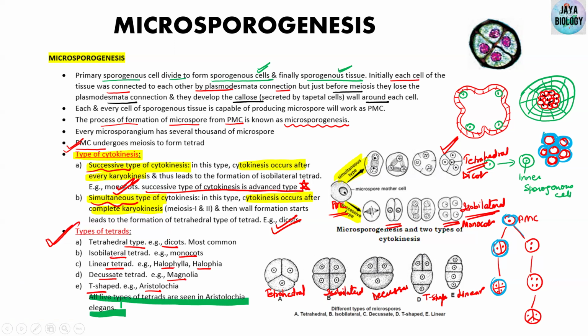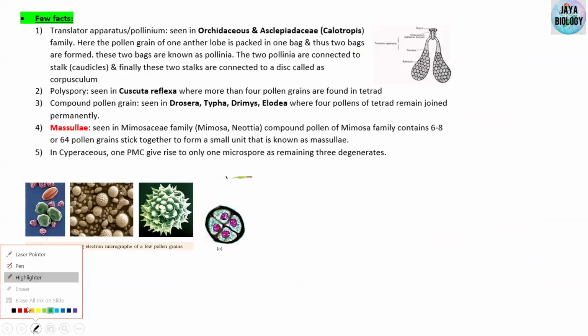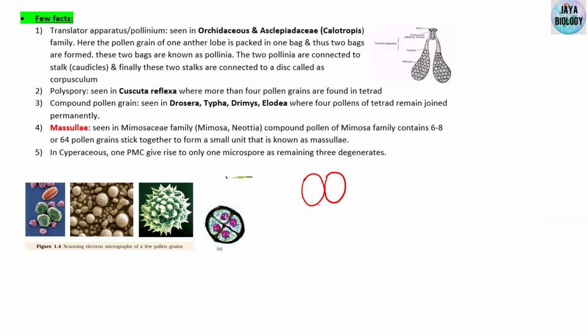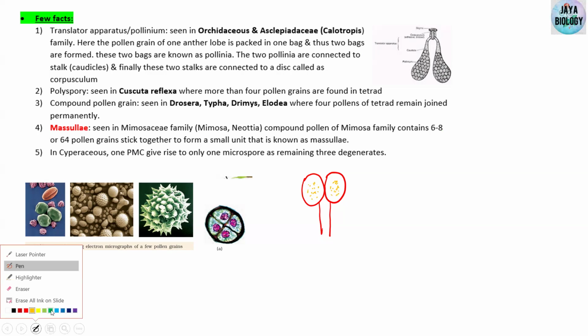So I think microsporogenesis, each and every line and diagram might be easy for you. Important points from the competitive point of view we have also highlighted. Now see, few exceptions are there. We have to understand this also. What happens? See, this is your one anther lobe, second anther lobe, and this is filament. Clear? All the pollen grains of one anther lobe are packed in one bag. Let us assume they are packed in one bag. All the pollen grains of each anther lobe are packed in one bag.